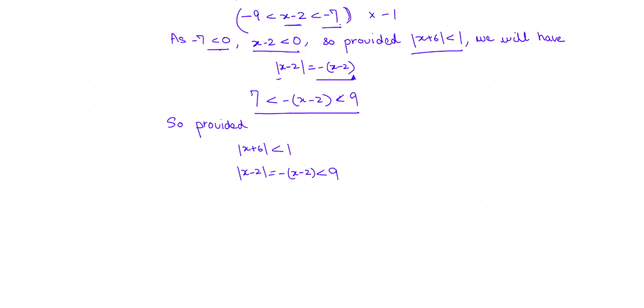So provided the absolute value of x plus 6 is less than 1, which we have assumed, instead of negative times x minus 2 being less than 9, we can substitute the absolute value of x minus 2 less than 9 and greater than 7.